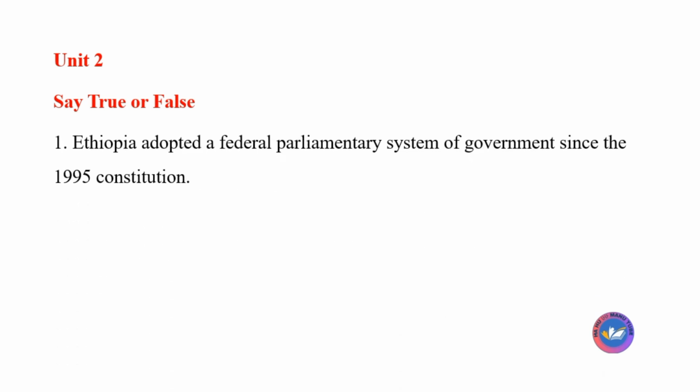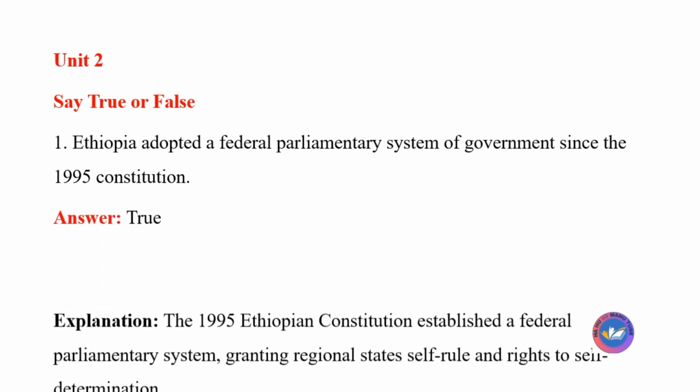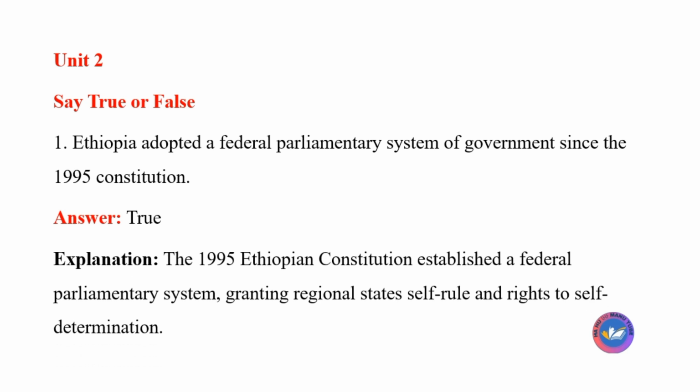Unit 2. Say true or false. Question number 1. Ethiopia adopted a federal parliamentary system of government since the 1995 constitution. The answer is true. The 1995 Ethiopian constitution established a federal parliamentary system, granting regional states self-rule and rights to self-determination.